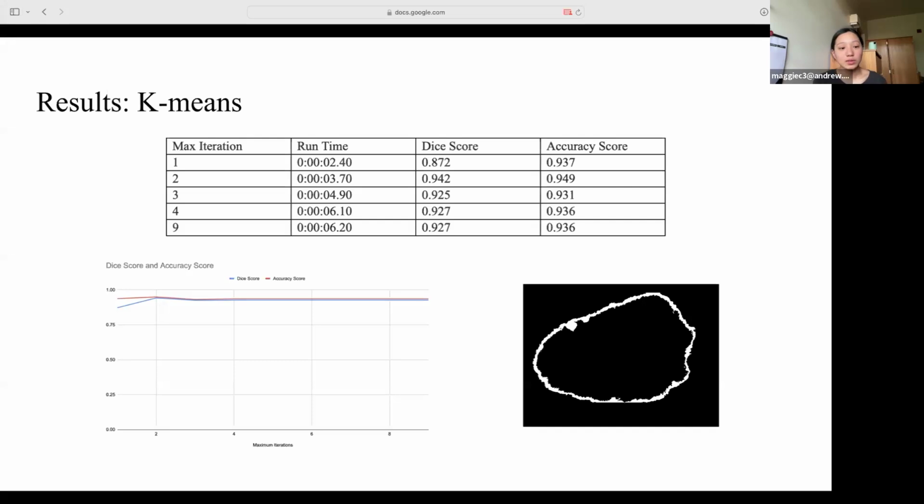I plotted the results of our table into a graph where we can see a somewhat linear trend from 4 maximum iterations and on. And finally, I included an image to show a visual representation of a dice score. So the white border is the difference between the ground truth image and the predicted image that the k-means predicted. In this case, you can see the border is rather small, and therefore this would be a rather accurate result.